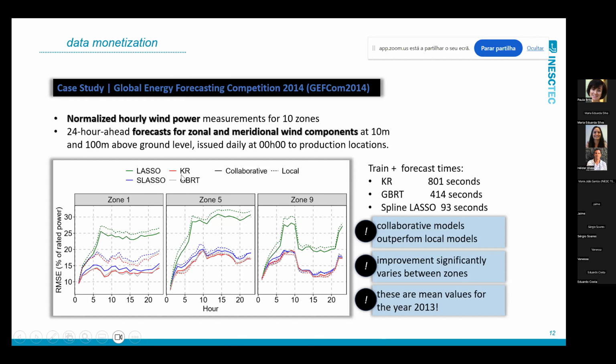KR is a kernelized regression, a nonlinear model, and the gradient boosting regression trees are the GBRT. We see that in general, although the spline is a bit worse, it has a good trade-off between execution time and performance. So we are happy with the selection of the spline regression to represent the relation between wind forecasts and power forecasts.